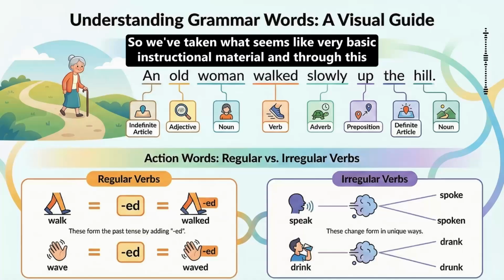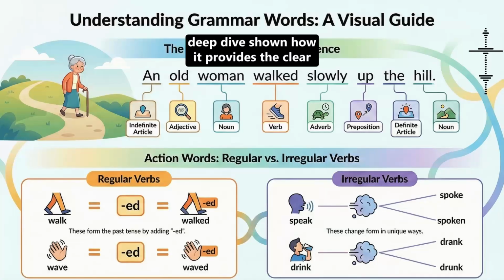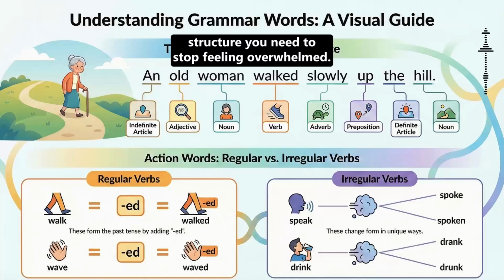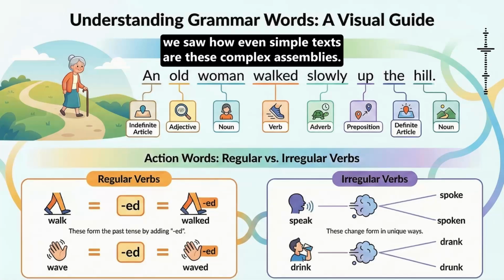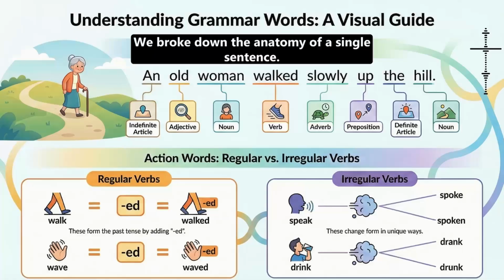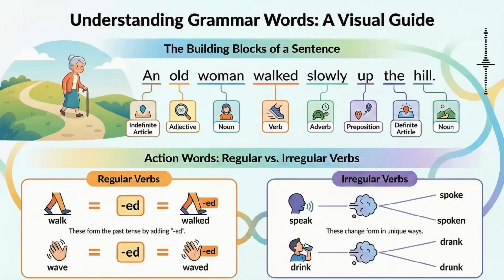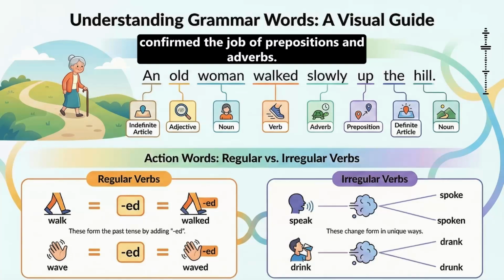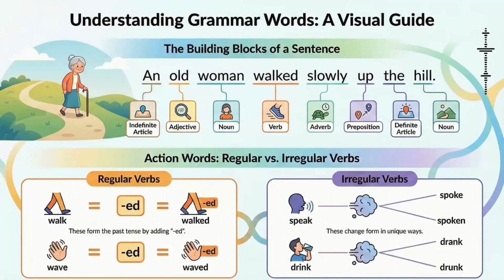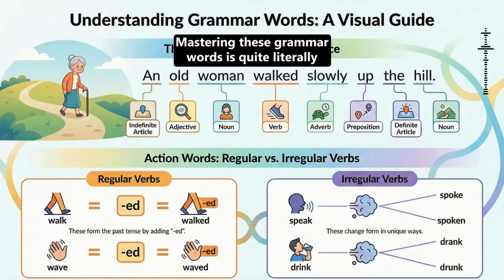So we've taken what seems like very basic instructional material and through this deep dive shown how it provides the clear structure you need to stop feeling overwhelmed, to start seeing sentences as understandable blueprints. We saw how even simple texts are complex assemblies. That's right. We broke down the anatomy of a single sentence. We contrasted irregular verbs like speak with regular ones like walk, and we confirmed the job of prepositions and adverbs. Mastering these grammar words is, quite literally, mastering the architecture of the language itself.